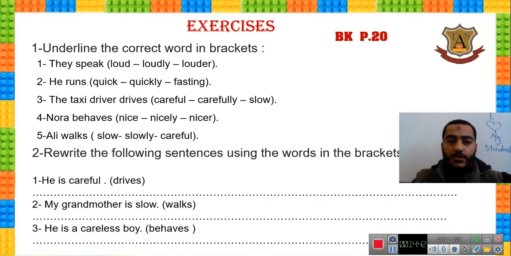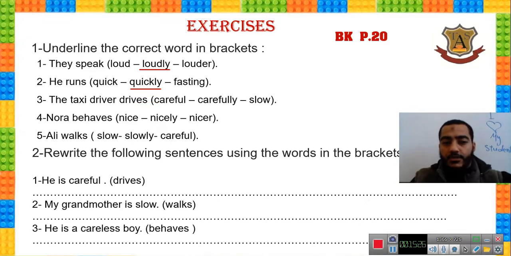Okay, question number one, choose. One, they speak loudly, louder. Which one? It must be loudly. Why? Because we have to choose an adverb here. Why? Because we have here to describe. Speak is a verb. Loud is wrong. Louder, of course, is wrong. Number two. He runs quickly, fasting. Quickly, very good. Why? Because it describes run. Run is a verb.